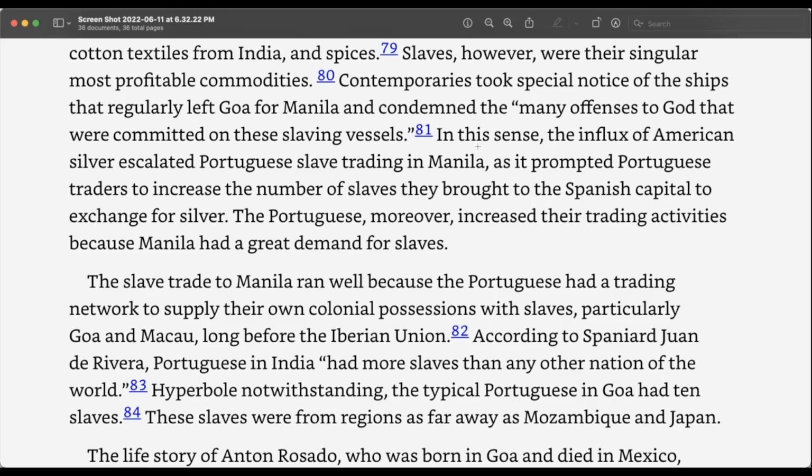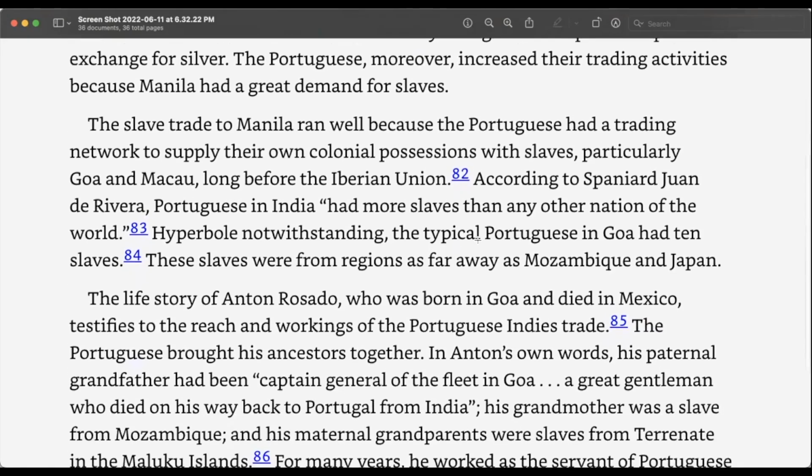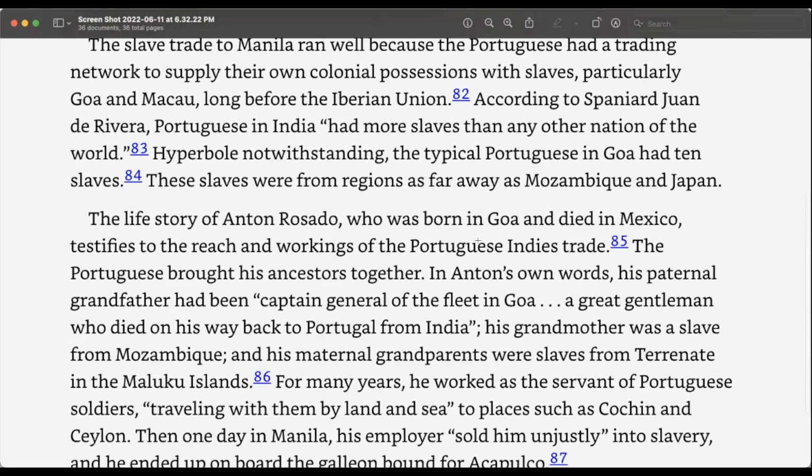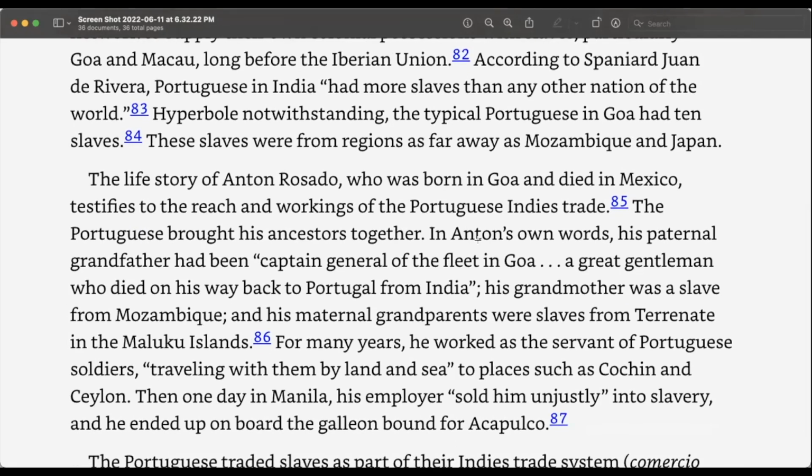Listen to what they're telling you. According to the Spaniard Juan de Rivera, Portuguese in India had more slaves than any other nation in the world. Portuguese, these were black folks. Hyperbole notwithstanding, the typical Portuguese in Goa had 10 slaves. These slaves were from regions as far away as Mozambique and Japan. The life story of Anton Rosado, who was born in Goa and died in Mexico, testifies to the reach and workings of the Portuguese Indies trade.